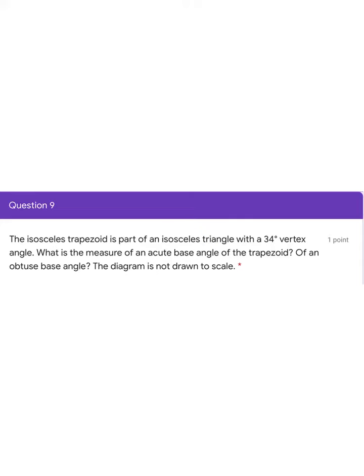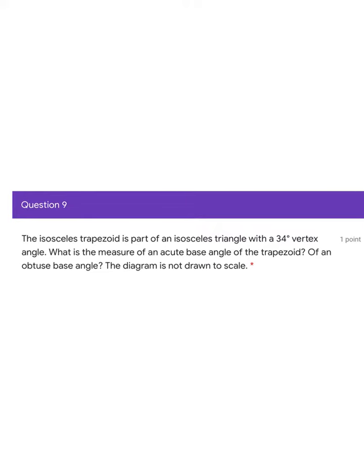Okay, we're going to start this one by drawing a diagram. So it says the isosceles trapezoid, so that's giving us some information right there, is part of an isosceles triangle with a 34-degree vertex angle. Okay, so we have an isosceles triangle. Make that a little bit more exact. And we have an isosceles trapezoid that's part of that.